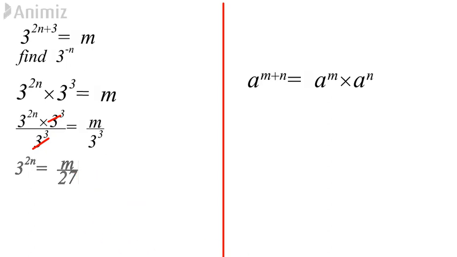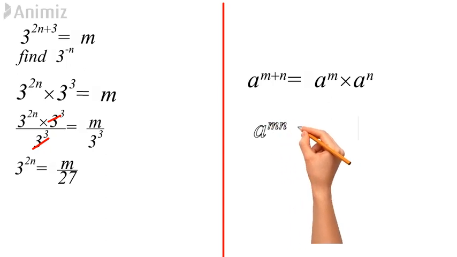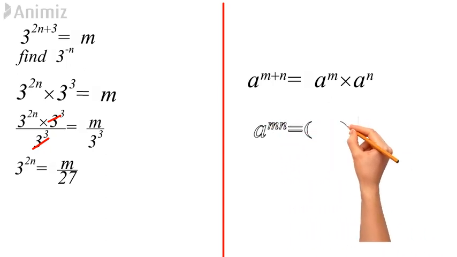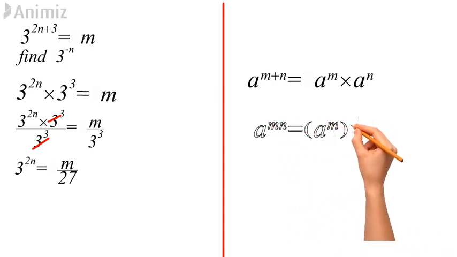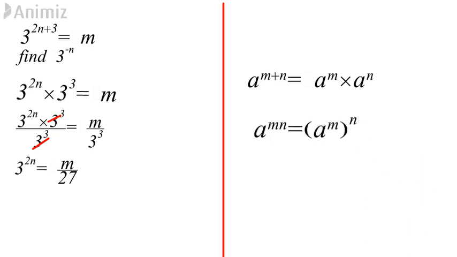Right. From here, how do we make 3 exponent n the subject? From indices 2, we know that if we have a to the m, all to the n, it is the same as a to the m times n. So we can apply the same idea here. Which means 3 exponent 2n can also be written in the form of 3 exponent n all squared is equal to m over 27.